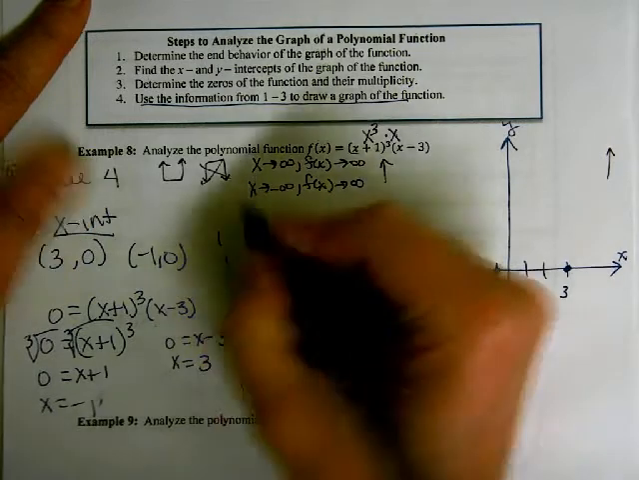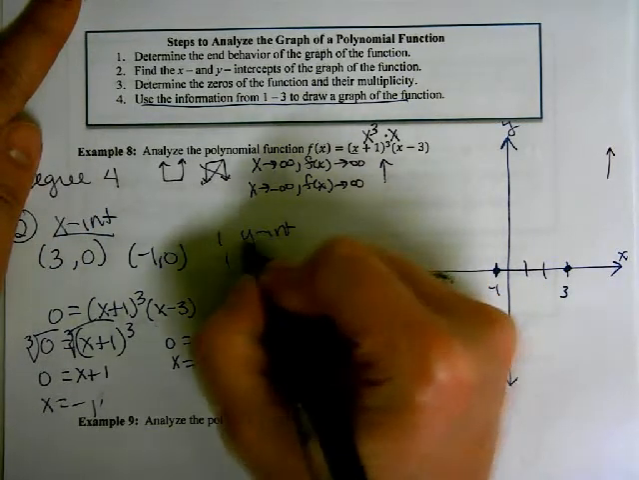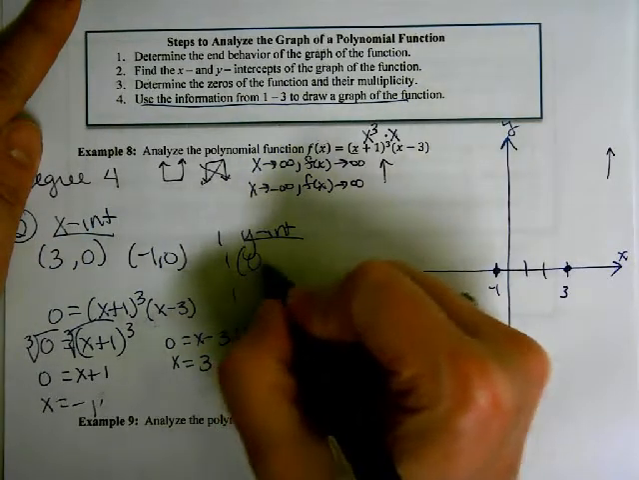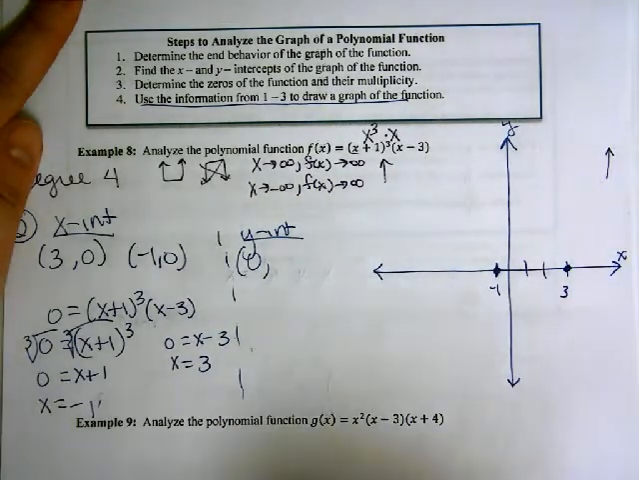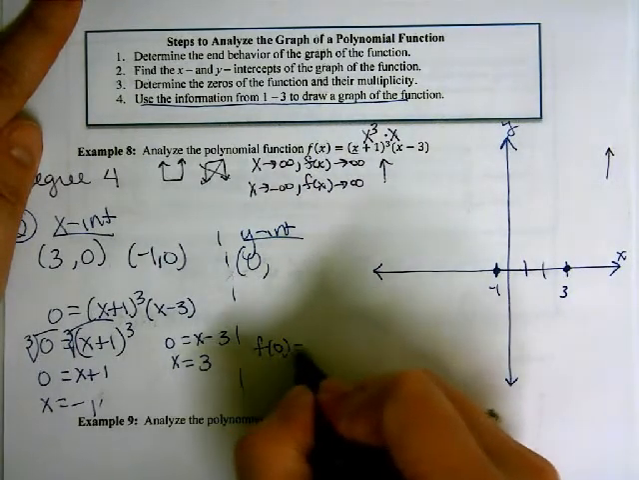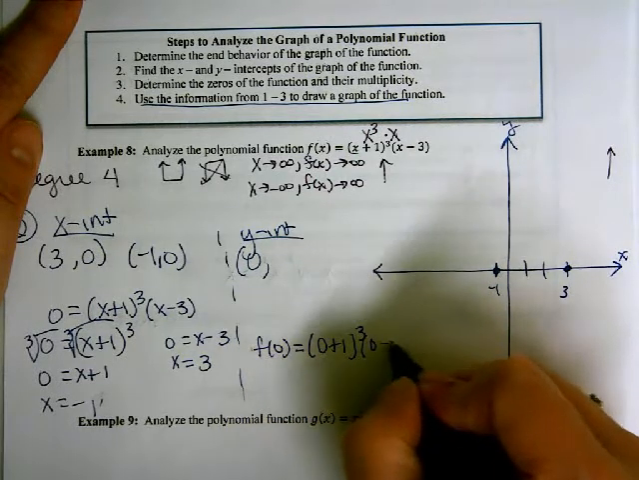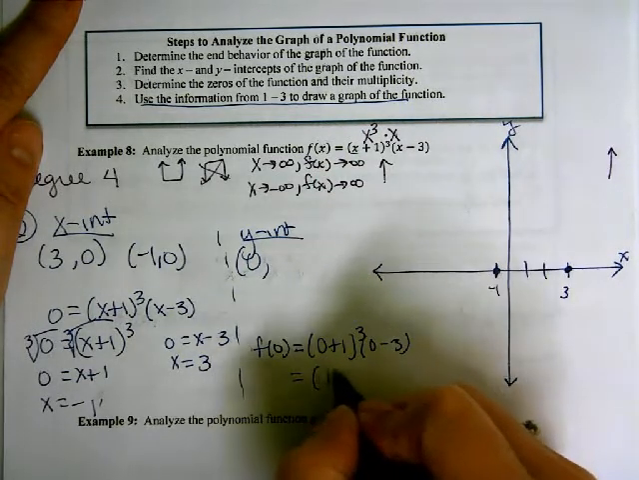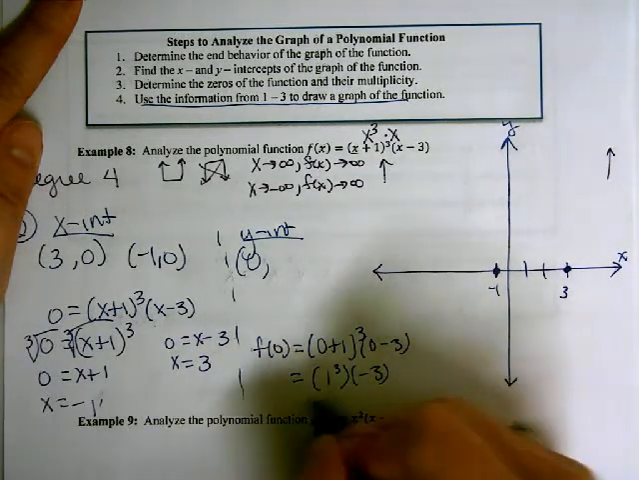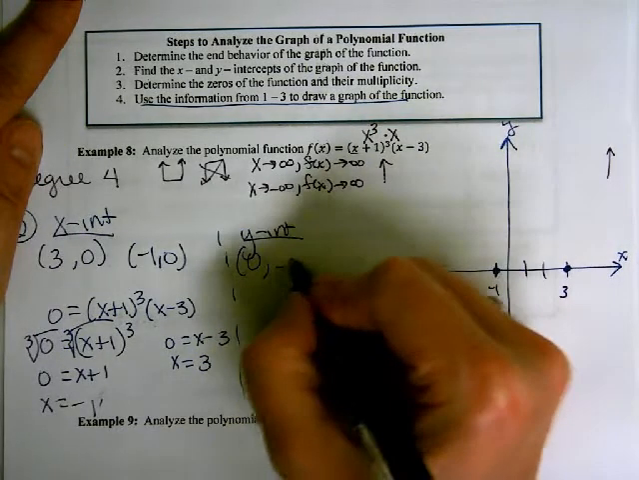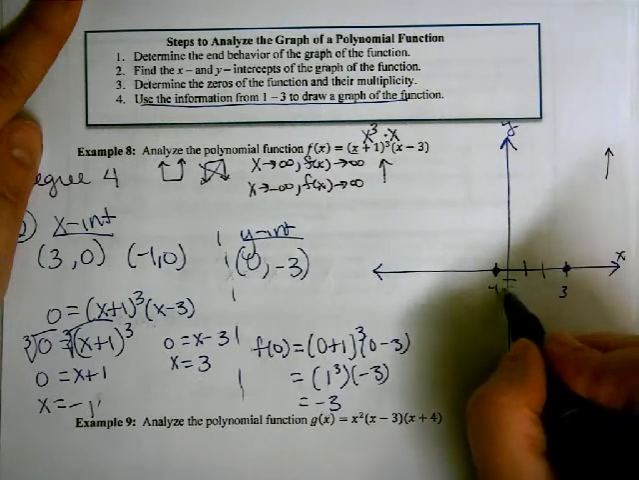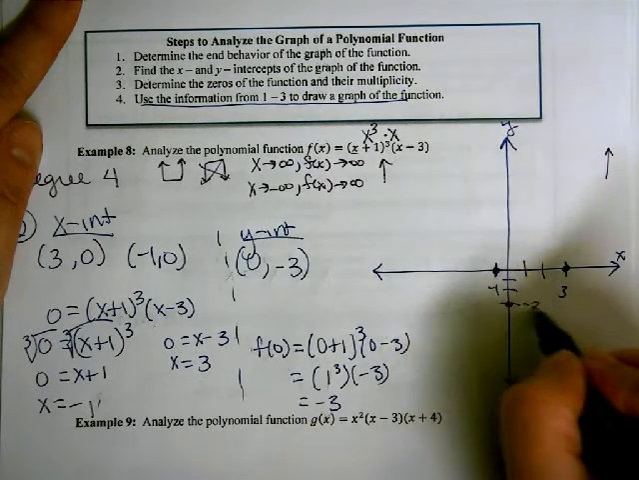Put a little dashed line to find the y-intercept. You have to remember the y-intercept is where x equals 0. So I'm going to put f of 0 into my function and get 0 plus 1 cubed times 0 minus 3, which is 1 cubed times negative 3, which is negative 3. I'm going to plot that. 1, 2, 3. There we go.